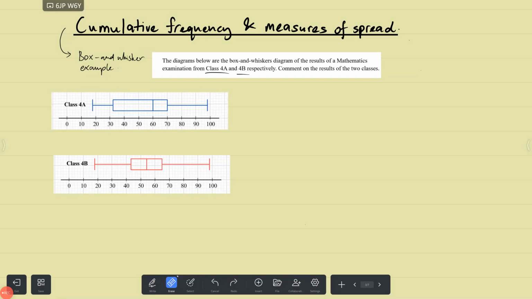Right, in exams, usually this question is worth 2 marks. So generally, you can understand that there'll be 2 comments required from the student here, and 2 comments followed by 2 evidences. Right, so let's quickly run through our box and whiskers here.